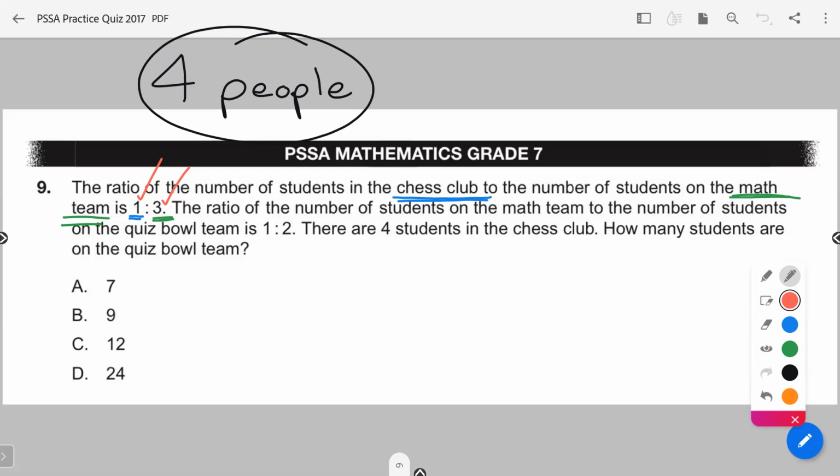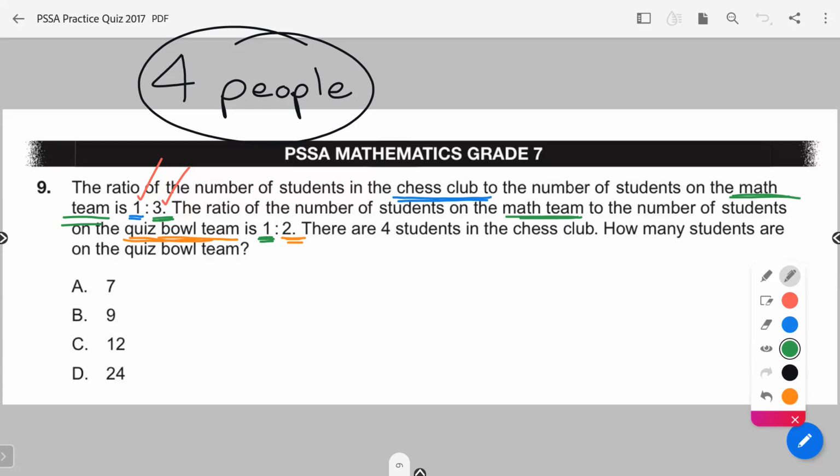Now we go to the second sentence. They give us another ratio, and we're not talking about the chess club anymore. We're talking about the math team. But now all of a sudden there's a new team in play here, and that's the Quiz Bowl team. And they're even more popular. It says the ratio of the math team to the Quiz Bowl team is 1 to 2. That means there is double the number of Quiz Bowl team members as there are math team members.